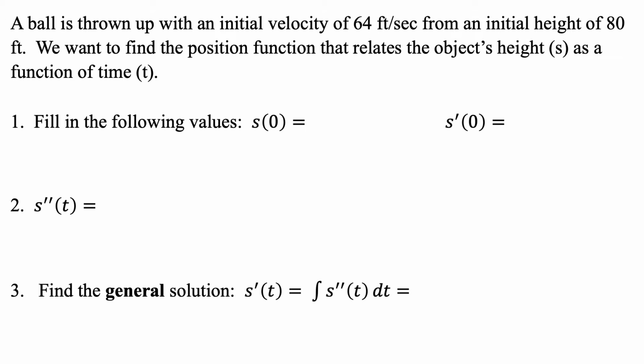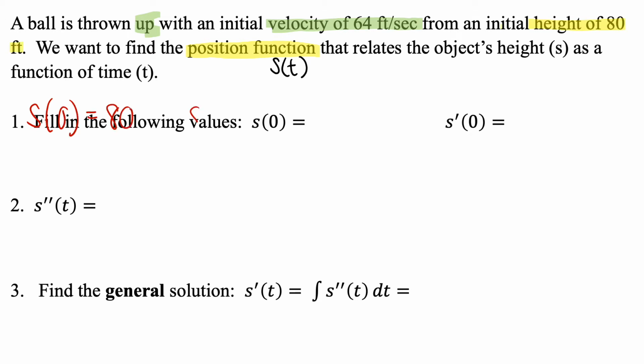Okay, so let's just work our way through an example. This says a ball is thrown up with an initial velocity of 64 feet per second from an initial height of 80 feet. We want to find the position function that relates the object's height s as a function of time t. So let's just note what we're looking for here is the position function s of t. And what they tell us originally is that our ball is being thrown up with an initial velocity of 64 feet per second from an initial height of 80 feet.